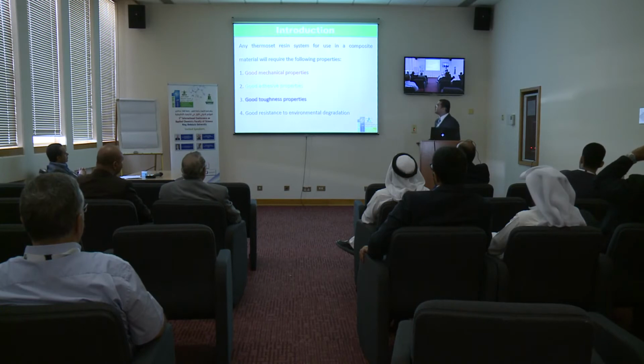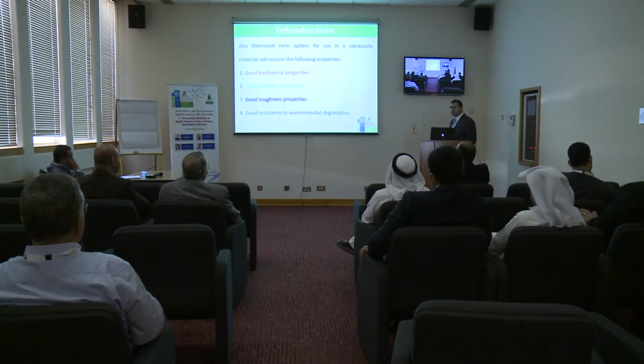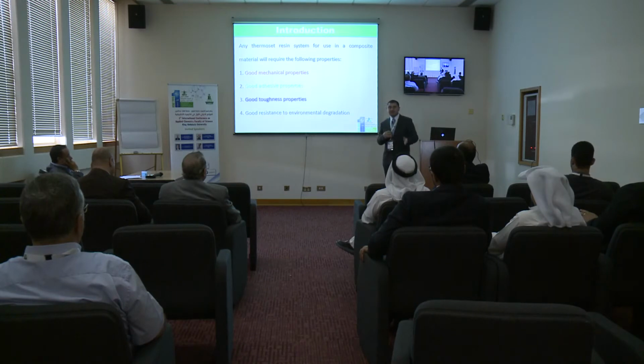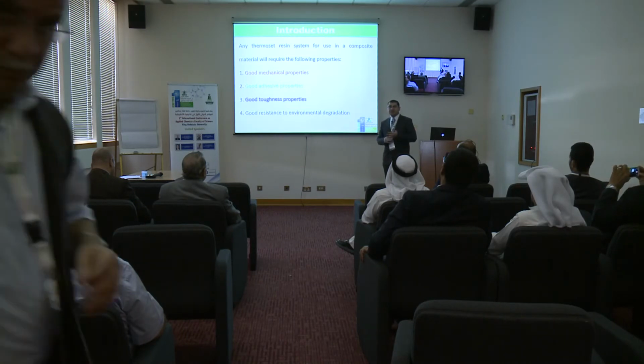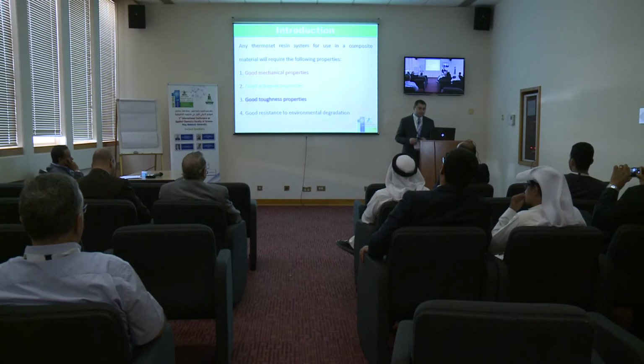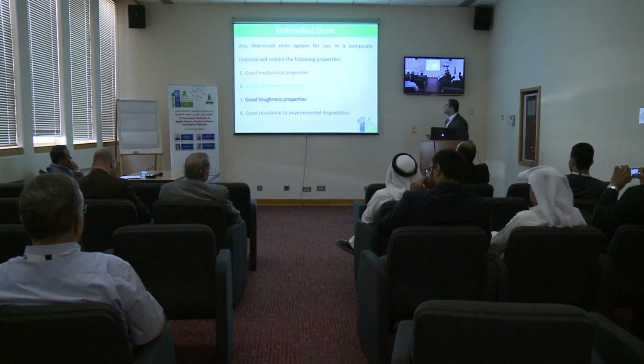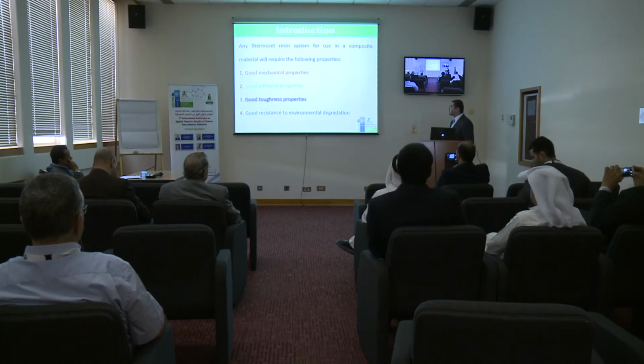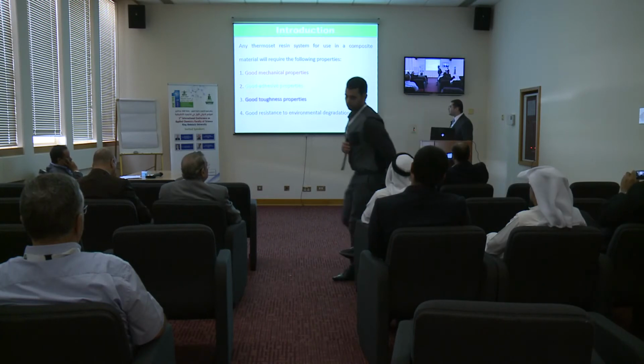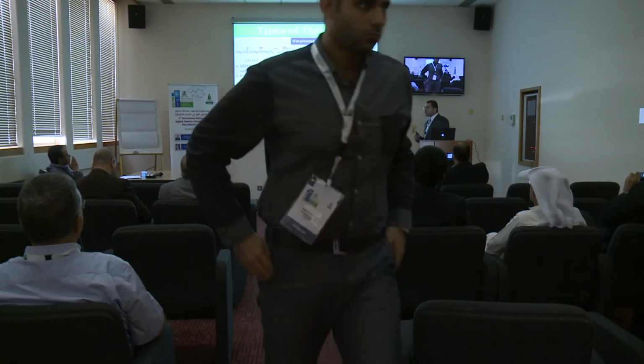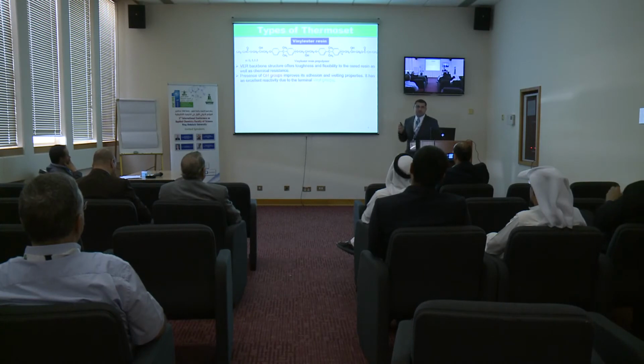Thermoset polymer is a thermoset resin for use in composite material. What is the meaning of composite? A composite consists of two materials, the matrix and the dispersed phase. The matrix may be an organic polymer, and the dispersed phase may be a filler like organoclay, or any filler you can add, or metals. The composite should have good mechanical properties, good adhesive properties, good toughness, and good resistance to environmental degradation.